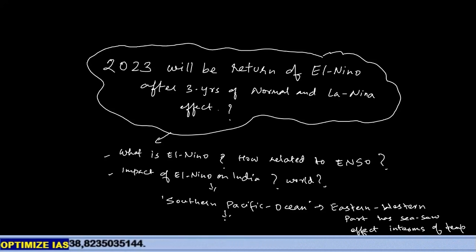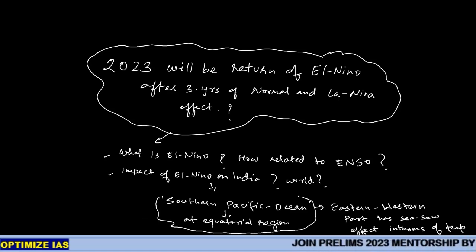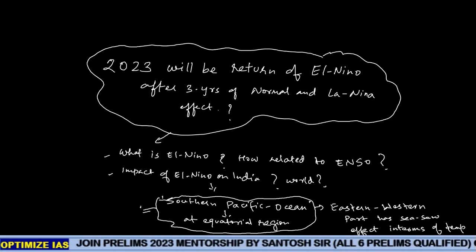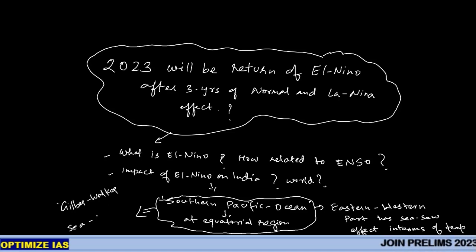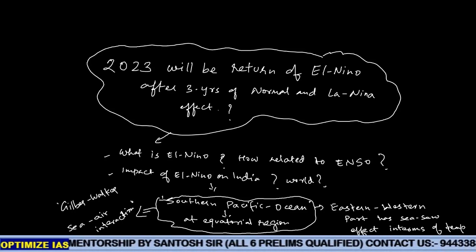This is the Southern Pacific Ocean at the equatorial region. This was first observed by Gilbert Walker. That's why this concept is also called the Walker cycle. Gilbert Walker observed this, and this concept is linked with what is called sea-air interaction. The sea and air are not separate, they are linked actually, and this is called sea-air interaction.